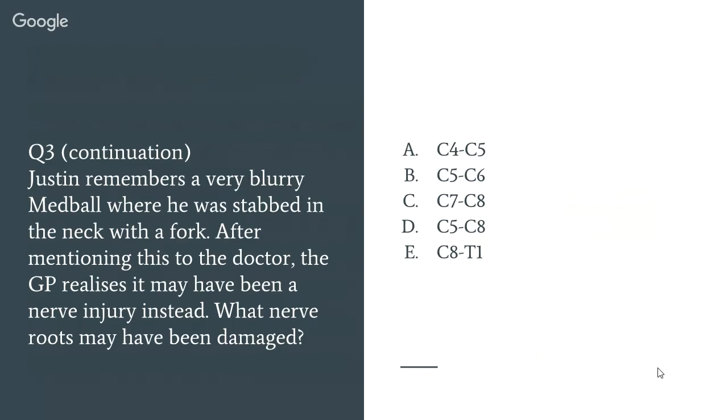So let's move on to question three. Justin remembers a very blurry med ball where he was stabbed in the neck with a fork. I don't know where this came from. After mentioning this to the doctor, the GP realizes that it may have instead been a nerve injury. So what nerve roots may have been damaged?